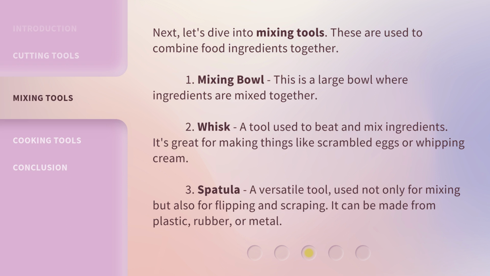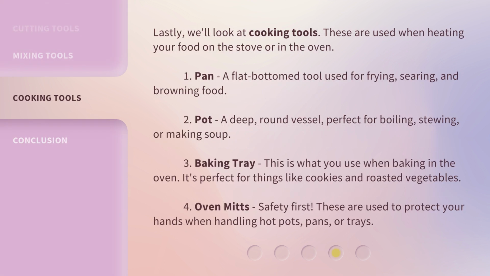3. Spatula. A versatile tool, used not only for mixing but also for flipping and scraping. It can be made from plastic, rubber, or metal. Lastly, we'll look at cooking tools. These are used when heating your food on the stove or in the oven.